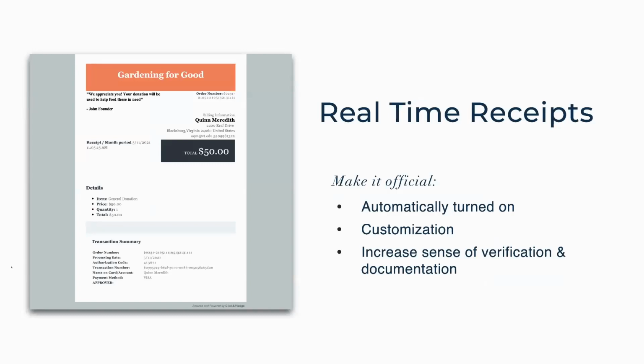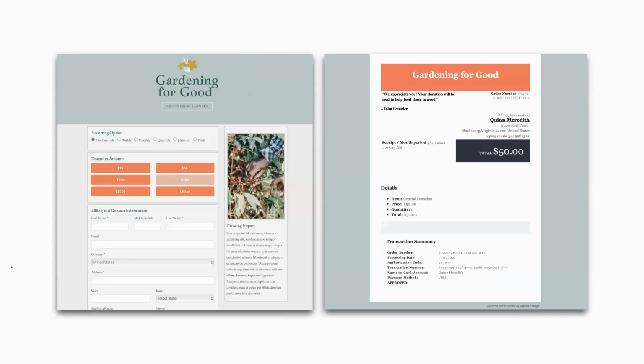On the next slide, you can see that Oliver created a receipt, and the customization features on the receipt are really, really helpful. So you can add a mission statement, a thank you, something from the founder, or any other sort of message that you'd like your donors to receive.